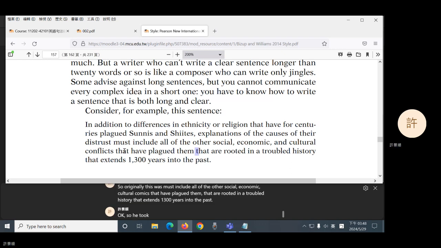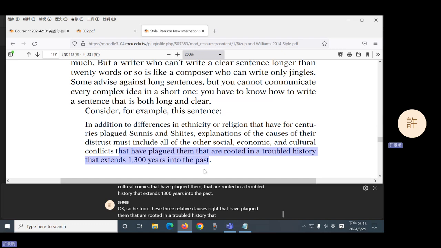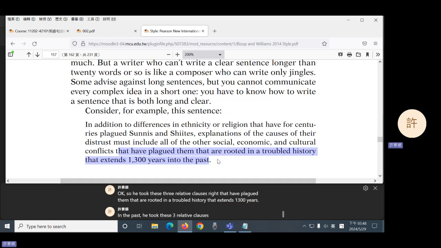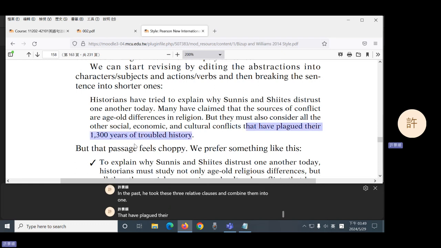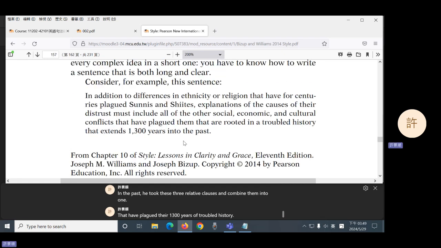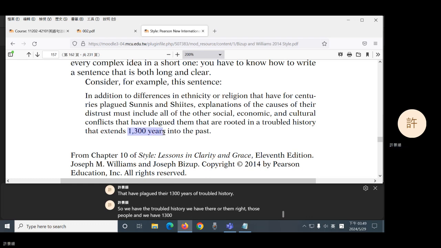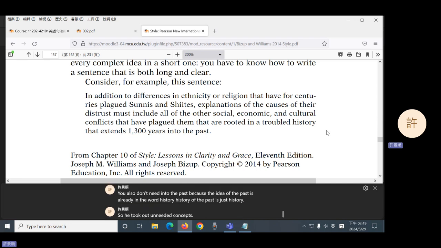Okay, so he took these three relative clauses, right? That have plagued them, that are rooted in a troubled history, that extends 1300 years in the past. He took these three relative clauses and combined them into one. That have plagued their 1300 years of troubled history. So we have the troubled history, we have their or them, right, those people, and we have 1300 years. We can take out rooted in, 根基于, I mean, obviously, you don't really need this to understand the meaning of the sentence. You also don't need into the past, because the idea of the past is already in the word history. History of the past is just history. So he took out unneeded concepts and so he could make the sentence more simple.